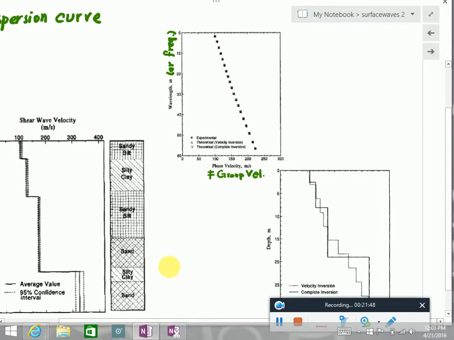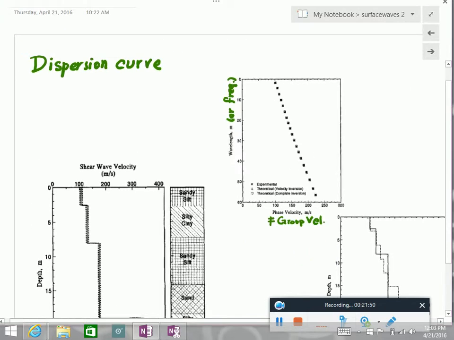Then the next thing is what we call inversion. So you have this dispersion curve and you want to get the shear wave velocity profile.